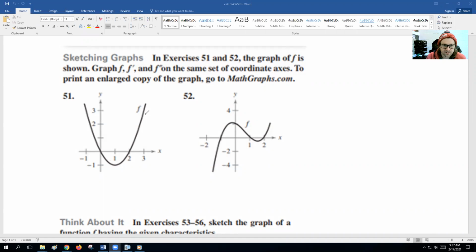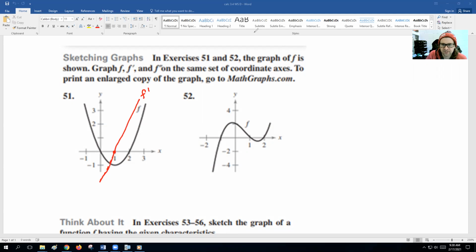So the first derivative here is, remember, we look to see where the graph changes direction. And so this graph changes direction right here at about 1. So we're going to mark a point on our x-axis at 1. Now the direction of the graph, it's going down and then switches to going up. So we need to be below the x-axis and then above the x-axis. And so there is the first derivative.